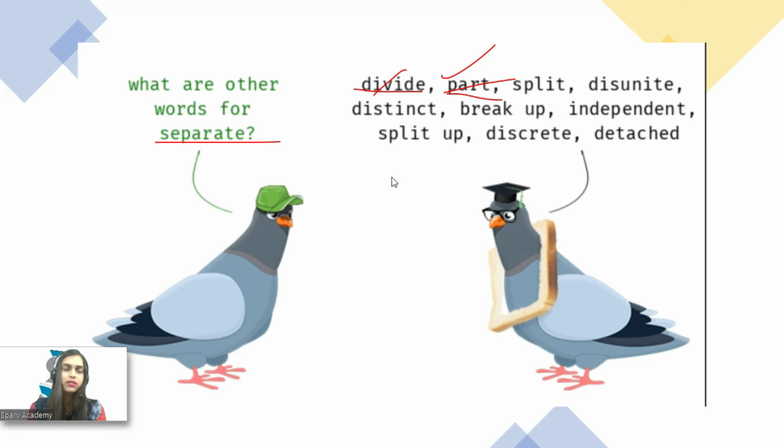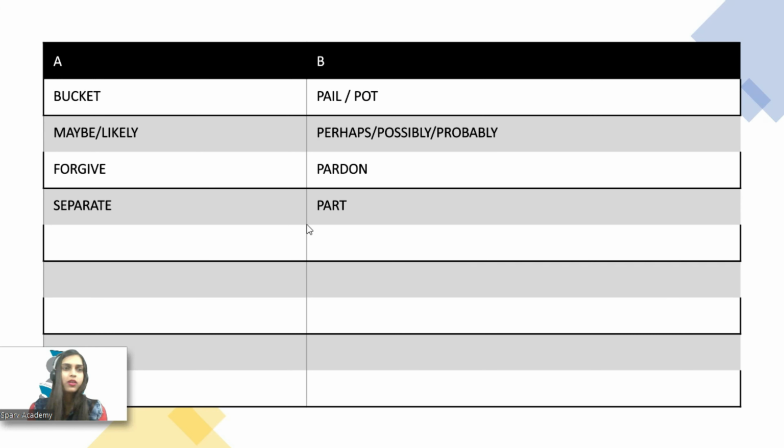If I am asking for a word for separate with the spelling starting with the letter D, then distinct, discrete, detach, disunity, they all are right at that time. But here we only need the letter P. So part. Right. Bucket, pail, pot, maybe, likely, perhaps, possibly, probably, forgive, pardon, separate, part. That means separate, separated in a part.